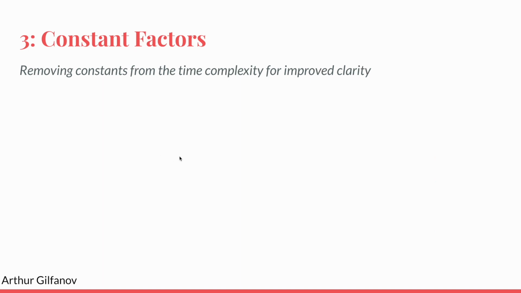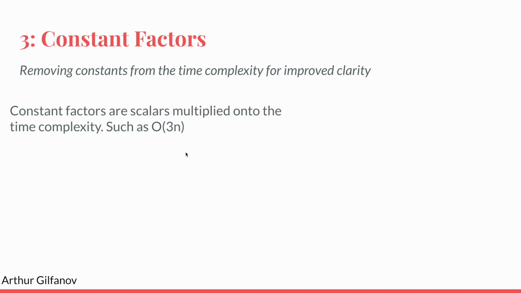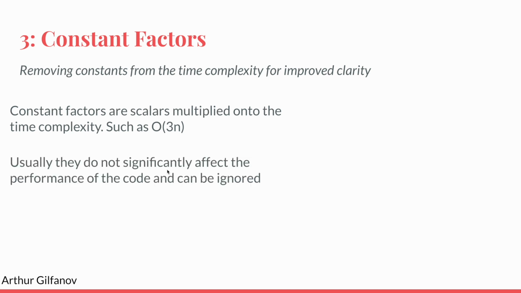Now, let's look at the idea of constant factors. A constant factor is a scalar multiplied onto the time complexity. An example is O of 3n. The number, or scalar, is 3, and it's multiplied onto the function of O of n. Usually, these scalar constant factors do not significantly affect the performance of the code, and thus we can ignore them for improved clarity.